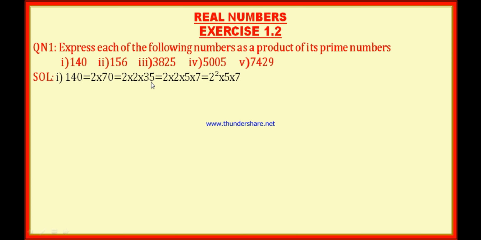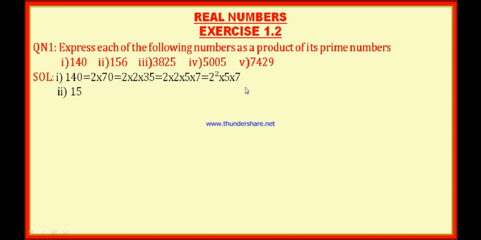Now 35 is not divisible by 2. Is it divisible by 3? No. Then this is divisible by 5. First of all, you write 2 into 2. Later 35 can be written as 5 into 7. Therefore, in total, 140 can be written as 2 into 2, that is 2 square, into 5 into 7.